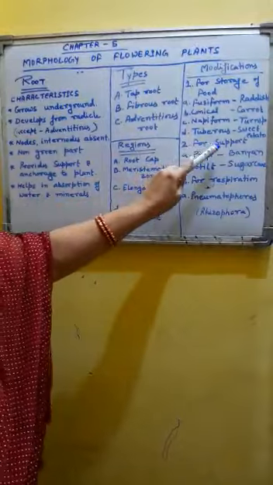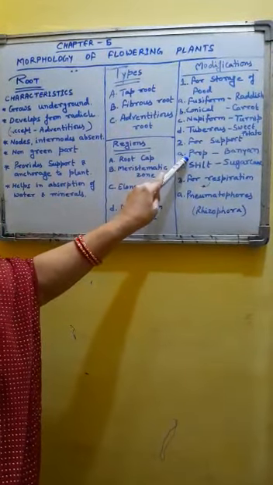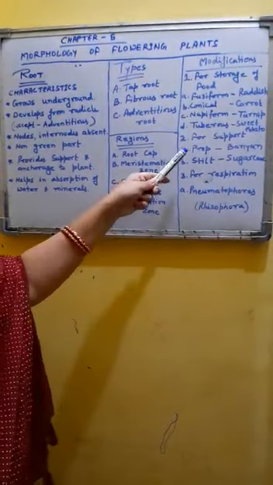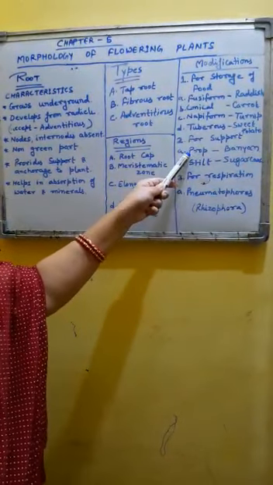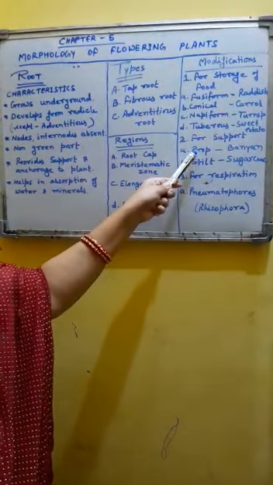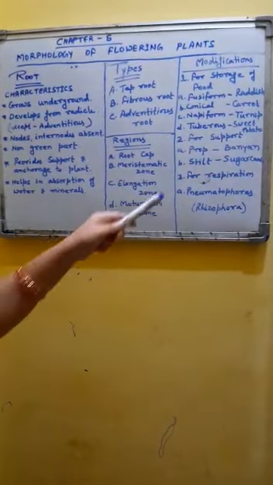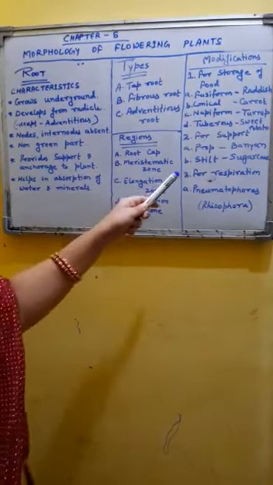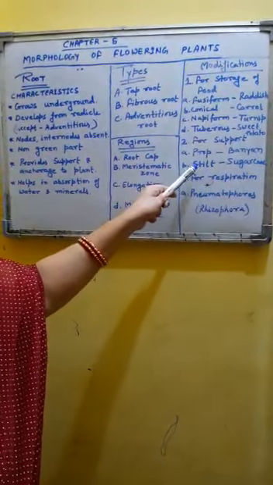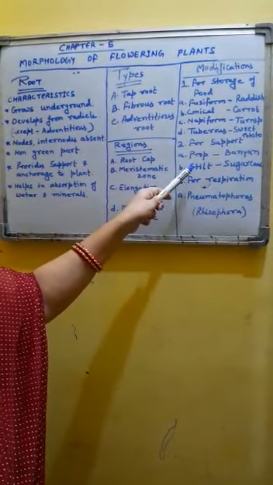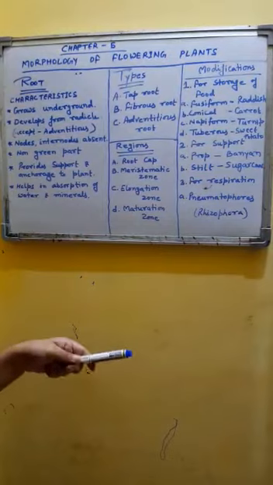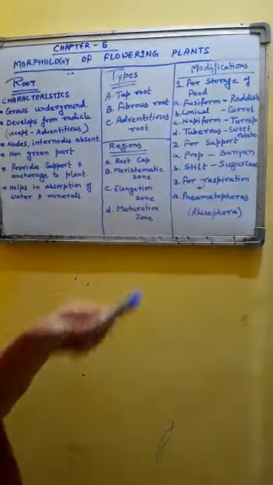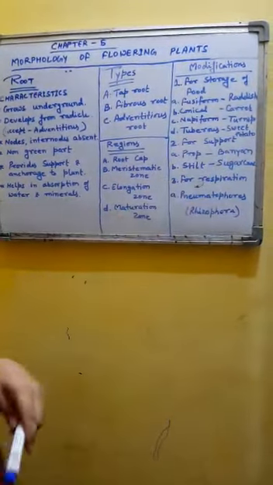Roots are also modified for support. The first example is prop root of banyan tree, where roots arise from branch and go downwards inside the soil to provide support to that very big tree. The second example is stilt root, where roots arise from the nodes of the last stem part. From the last node of a stem, roots arise and they spread in soil to provide support. A good example is sugarcane.